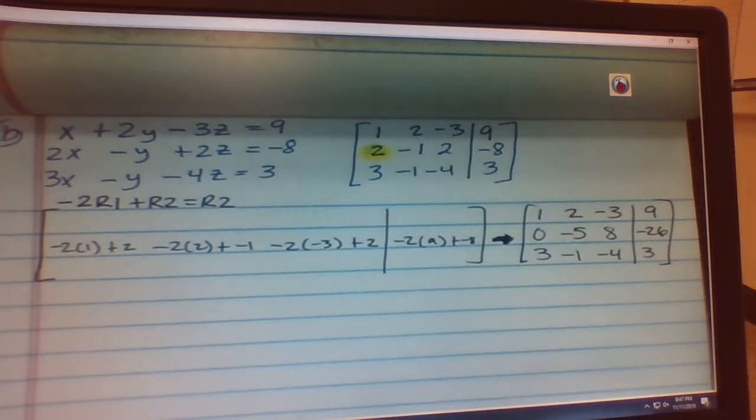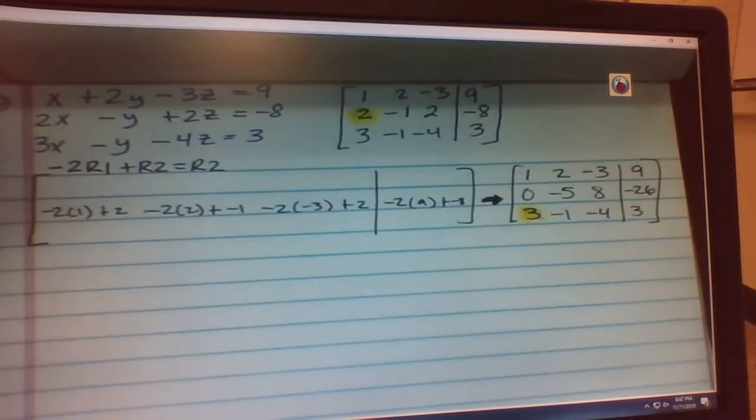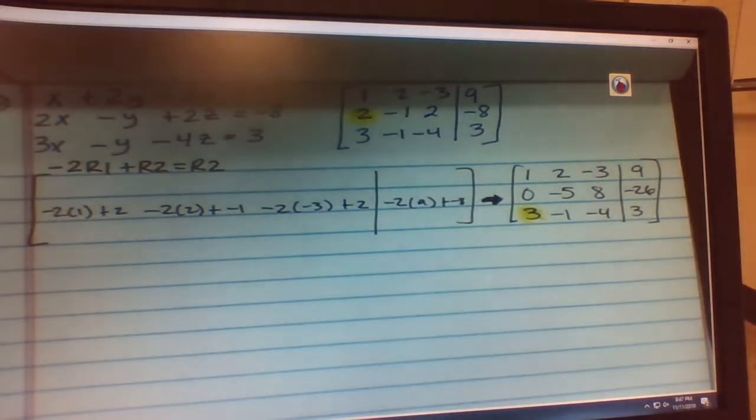So I did the first one, and that's what I got. Once you're done with the first one, type it in and see if your first one is correct. Yes? Good. Now we have to make that 3 also a 0. So go ahead and do it.